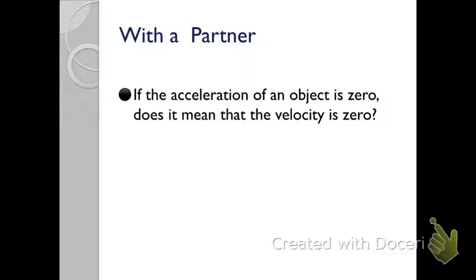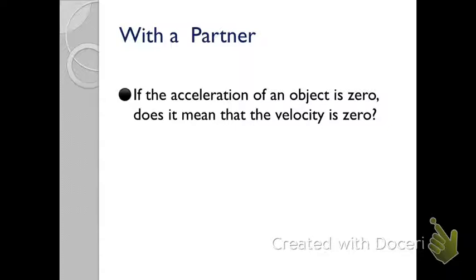If the acceleration of an object is 0, does it mean that the velocity is 0? The correct answer is no. That doesn't mean that. What would be an example that proves that's true? If the acceleration is 0, does that mean that my object is necessarily stopped? No. What does it mean?